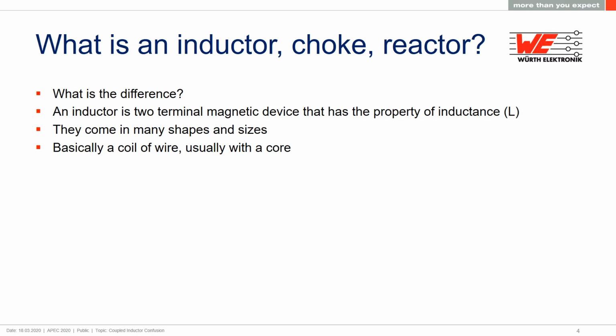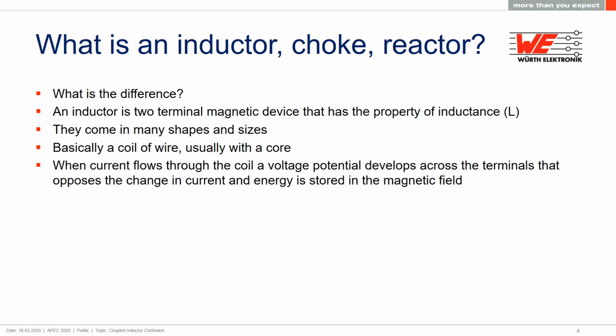When current flows through the coil, a potential voltage develops across the terminals and opposes the current, Lenz's law. The energy is stored temporarily in the magnetic field. The inductor resists change in current, so mechanically it acts a lot like a flywheel. It takes a bit of energy to get it going, and once it's going, it doesn't want to stop. And the inductor works exactly the same way.